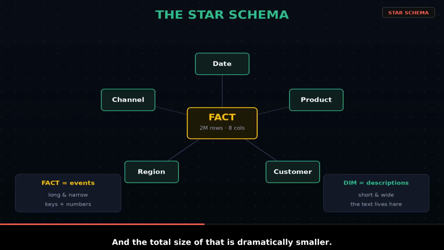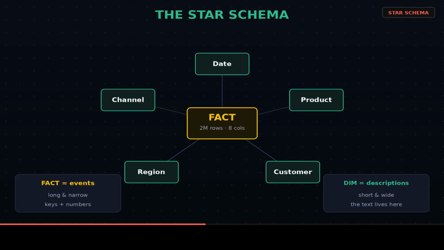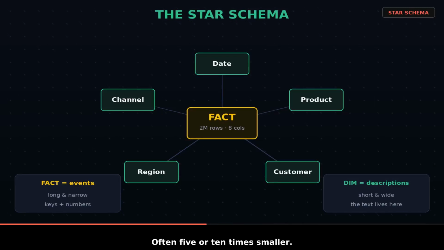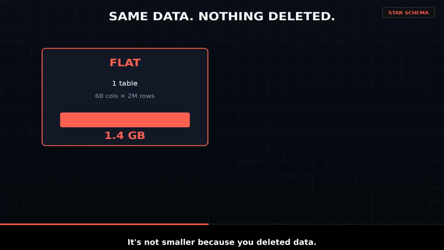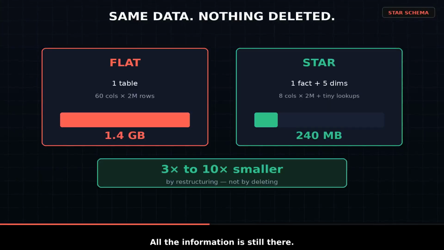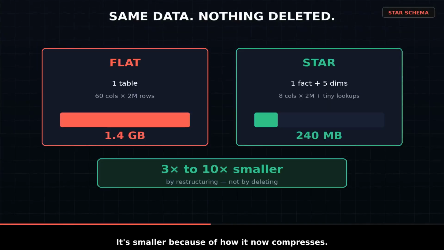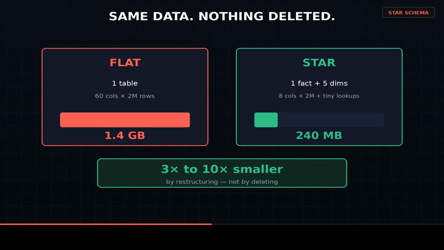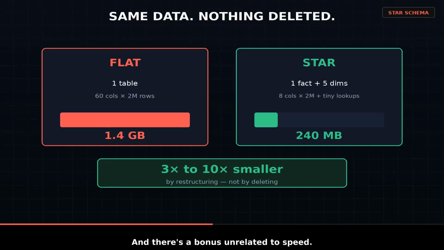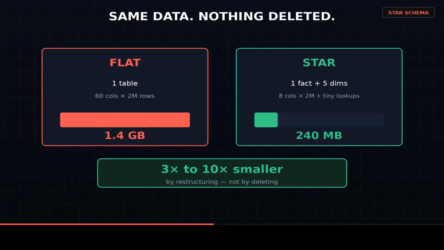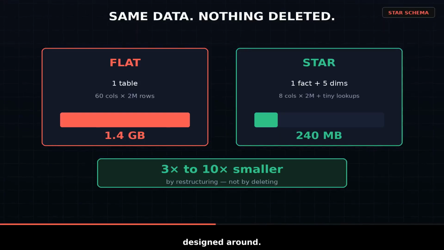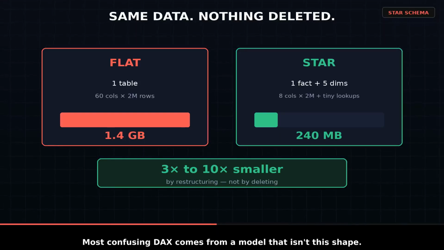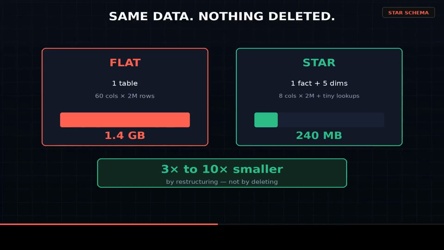And the total size of that is dramatically smaller. Not 10% smaller, often 5 or 10 times smaller. And here's the thing that surprises people. It's not smaller because you deleted data. All the information is still there. It's smaller because of how it now compresses. And there's a bonus unrelated to speed. DAX gets easier. Filters flow from dimension to fact, which is exactly what Calculate was designed around. Most confusing DAX comes from a model that isn't this shape.